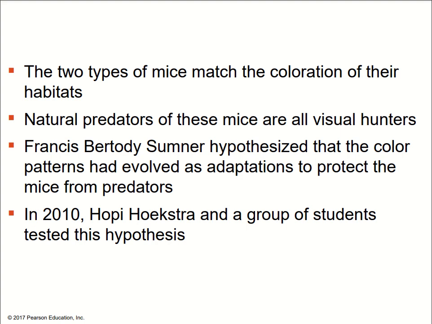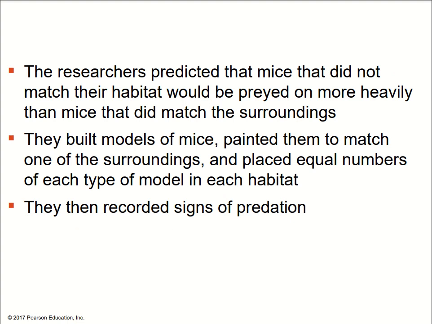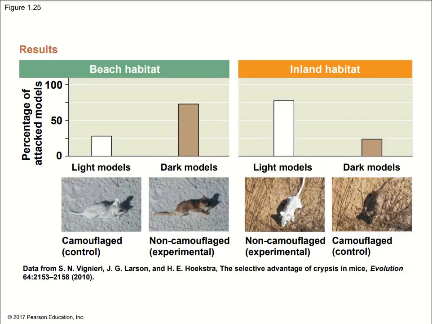Hoekstra and a group of students tested this hypothesis. The researchers predicted that mice that did not match their habitat would be preyed on more heavily than mice that did. They built models of mice, painted them to match one of the surroundings, placed equal numbers of each type of model in each habitat, and then recorded the signs of predation. Now, in the beach habitat, where it's lighter colorations, the percentage of attacked models increased with those that did not fit the lighter background, whereas inland, the lighter coloration models were less camouflaged and more often found to be predated.